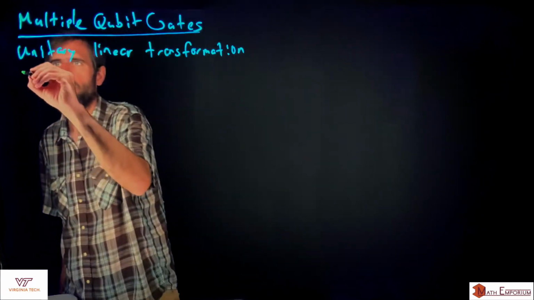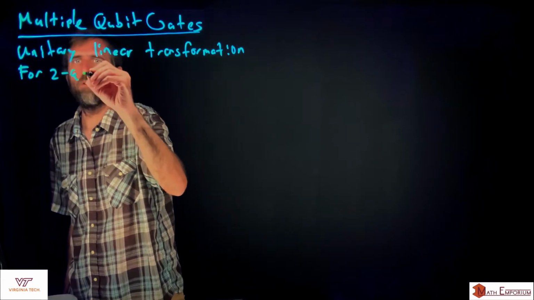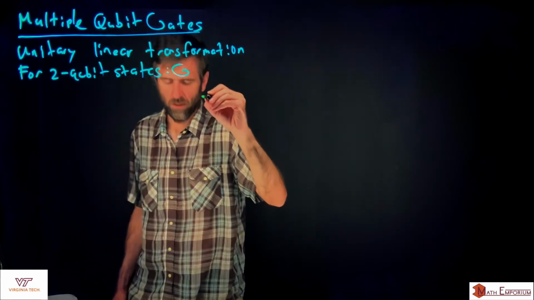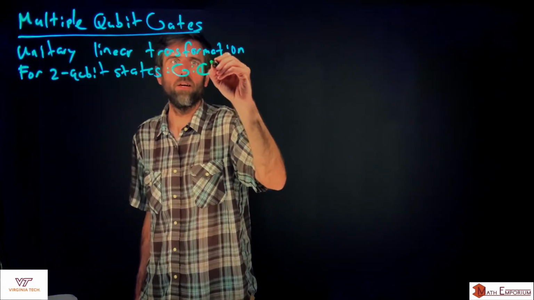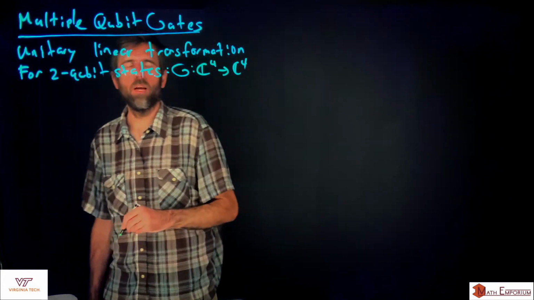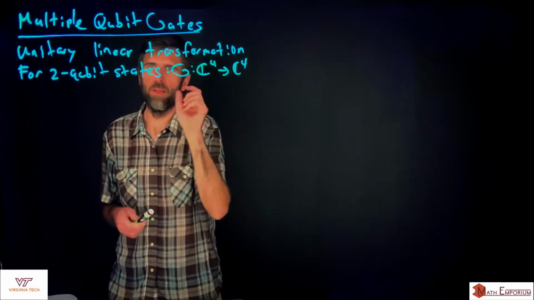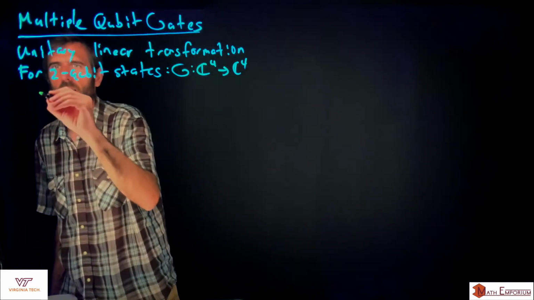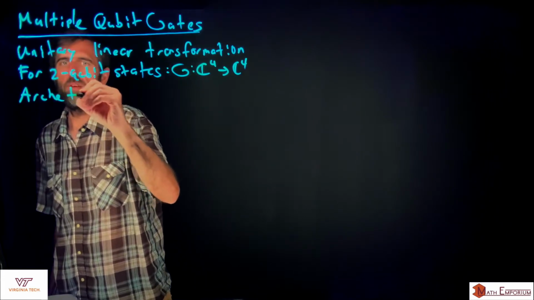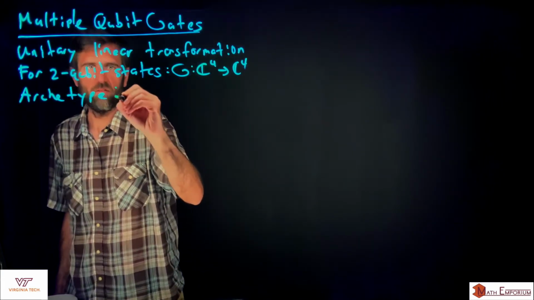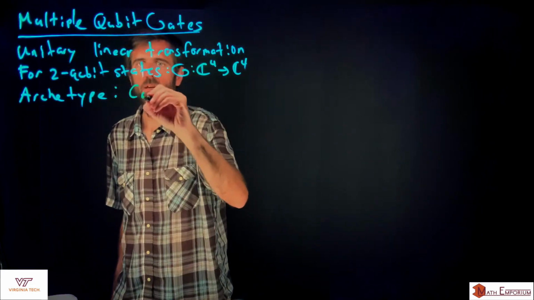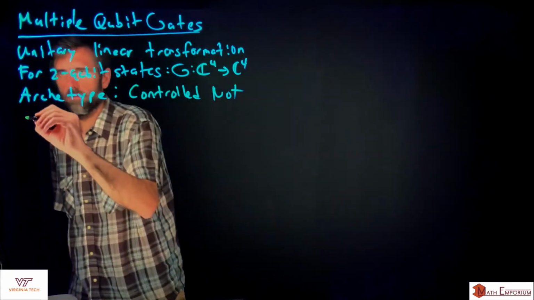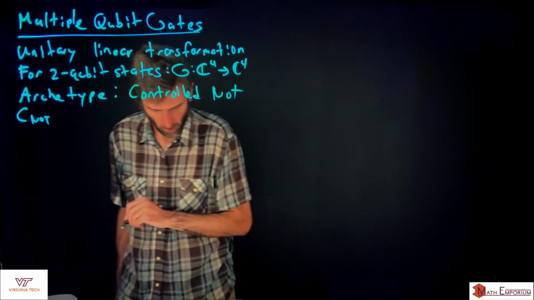And so for 2 qubit states, our gate G would be a unitary transformation from 4-dimensional complex space to 4-dimensional complex space, right? Because remember, there were 4 computational basis vectors. So the archetype of this is what's known as the controlled NOT gate, which is CNOT for short.